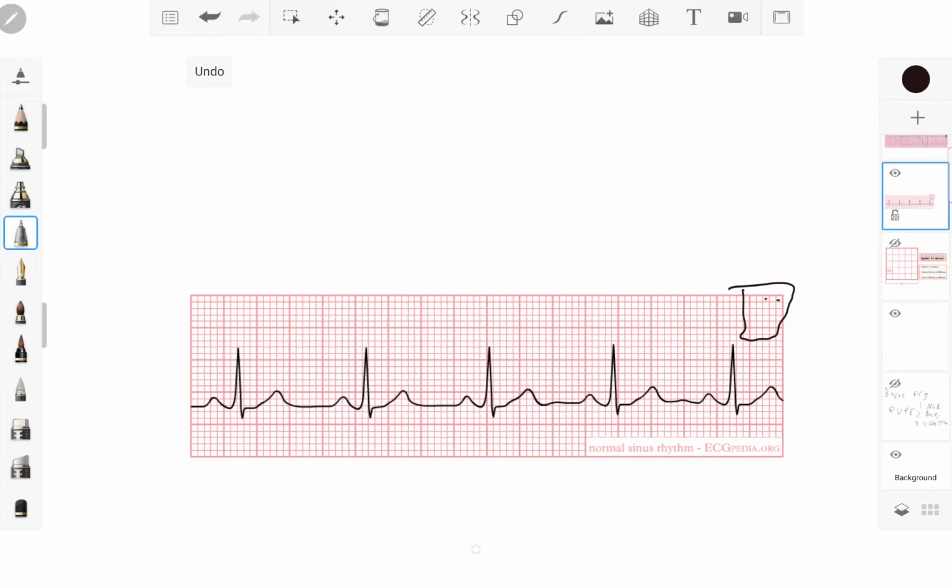There's one, two, three, four, five tiny little blocks, and each tiny little block is 0.04 seconds. That means that three tiny little blocks is 0.12 seconds. That's pretty much all that's really important for now. How high the amplitude is not important right now.